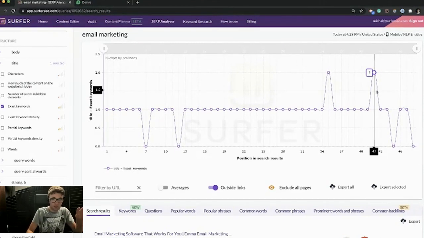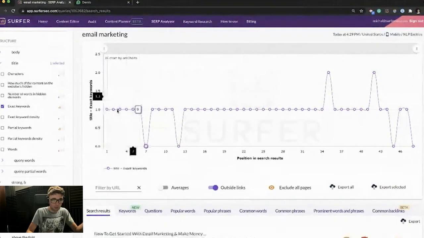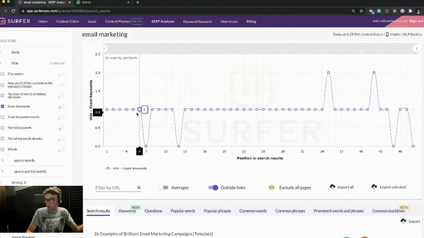So if you see yourself outlying from the top 10 average or the majority of the top 10, basically fix it and align with what you see in front, because these pages, first, second, third, fourth, and so on, they all have email marketing in the title, while we don't.